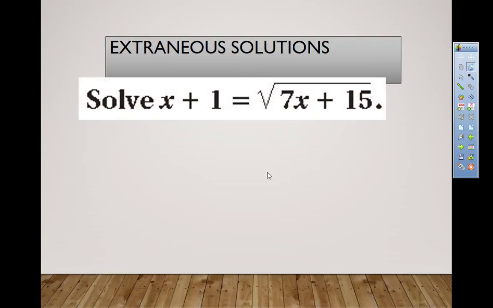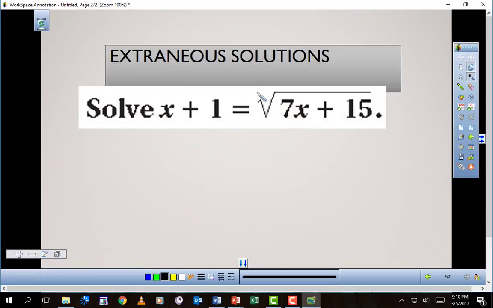Here's another one. We'll just see what happens here. To get rid of the square root, we're going to square both sides, okay? So we're going to square this side. Well, I have to square this side. Now, a lot of people make a mistake when they're squaring this. They say x squared plus 1 squared, which is 1. That is wrong. It's not quite correct.